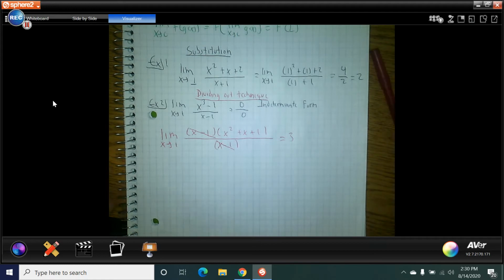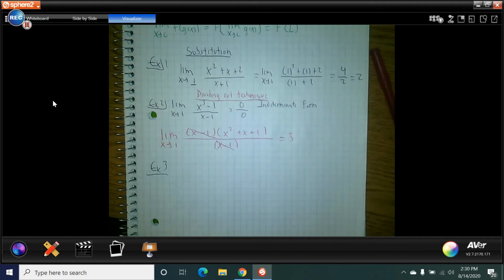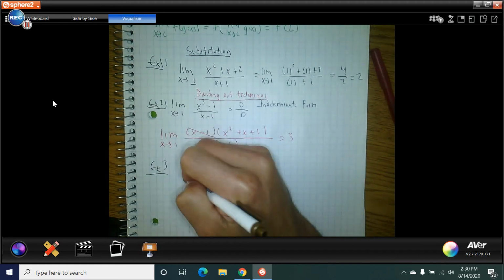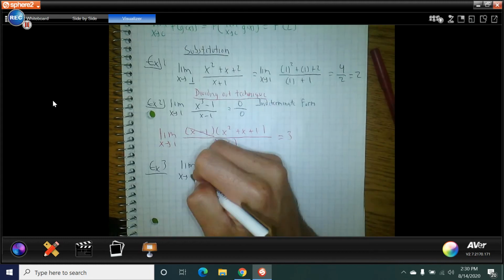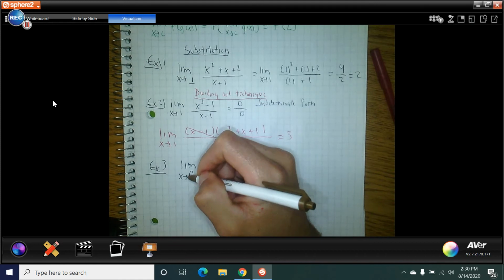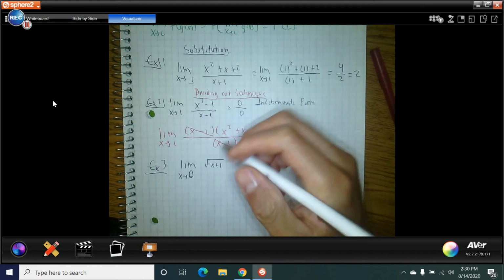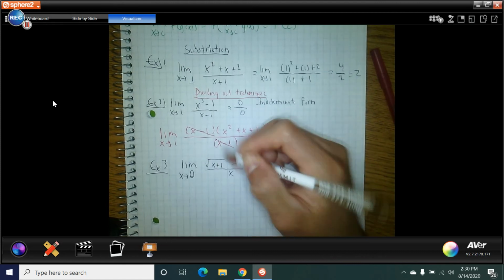Let's try out this one. So example number 3. What is the limit as x approaches 0 of the square root of x plus 1, minus 1, divided by x?